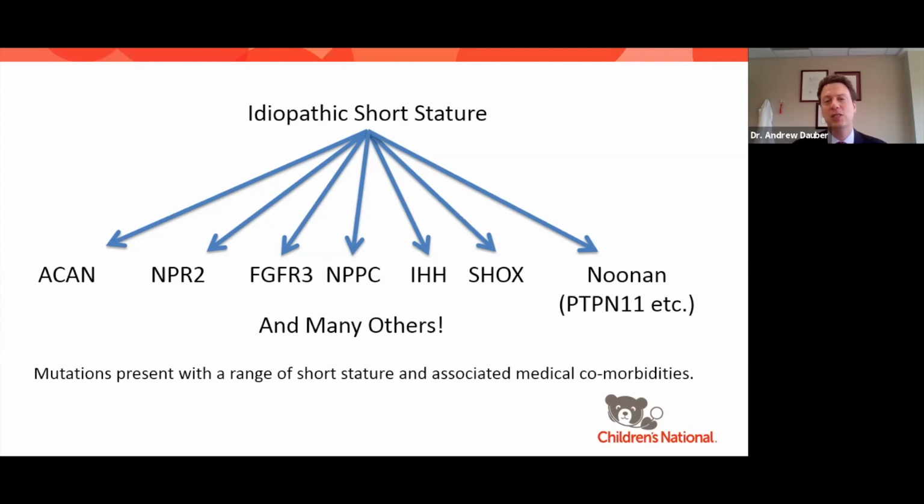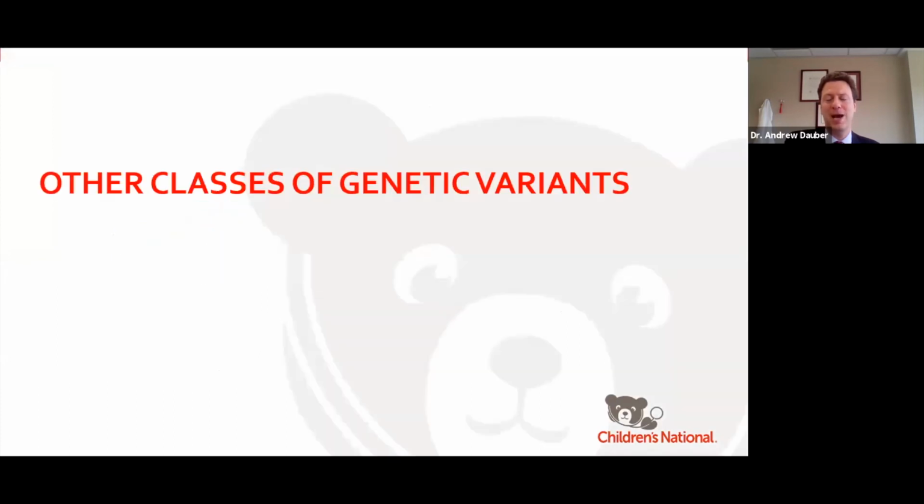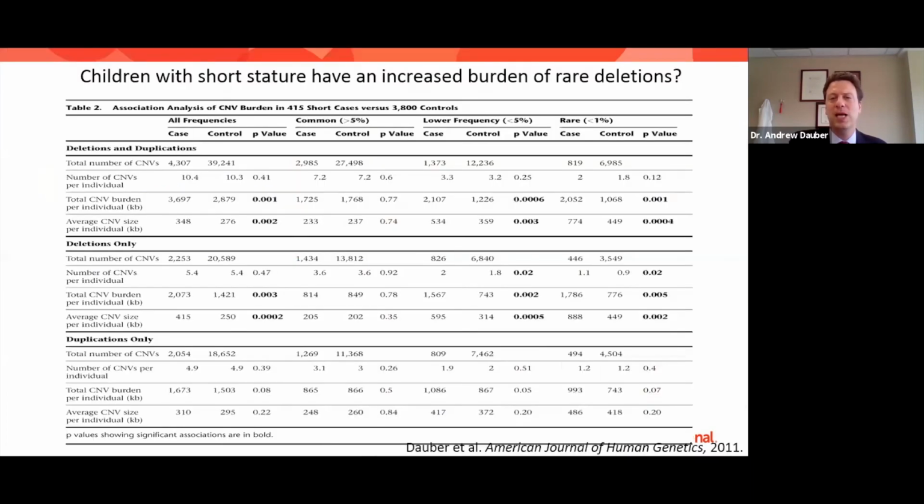And the mutations in these genes present with a wide range of short stature, and some of them can have significant associated medical comorbidities, like the arthritis in Aggrecan, or of course the cardiac involvement in Noonan syndrome and other syndromes. All right, now I've been focusing on genetic sequence variants, but I just want to take a second to realize that there are other types of genomic variants also that can have a significant effect on short stature.